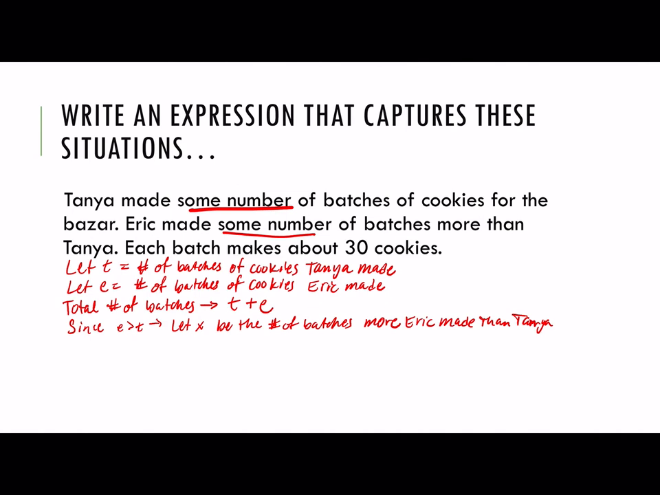So what we're going to get out of that is that T plus some number X is going to equal E. Okay. So since Eric made more, you have to take Tanya's number of batches, add on the more that Eric made, and set equal to Eric's batches. Okay. What can we do? Well, we can also express the total number of batches in a different way.